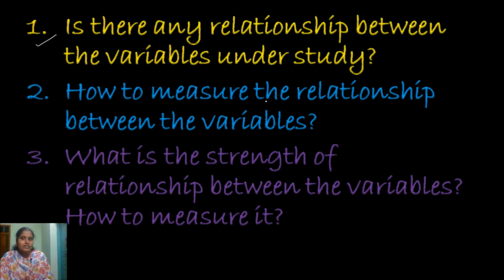Then we move on to our second question. Suppose there exists a relationship between the variables, our next step is to measure the relationship. Then how to measure the relationship between the variables? For that, we make use of the concept of covariance. Let me have a brief discussion over covariance and come back to the third question.